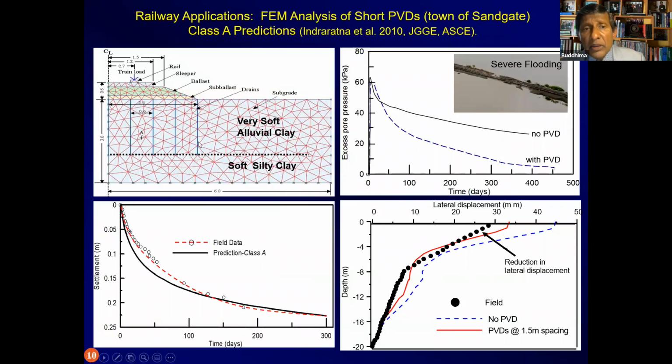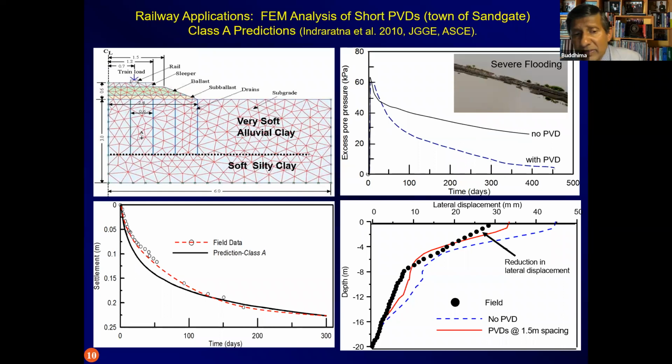This is a picture that is taken from Sandgate, a town north of New South Wales, and you can see severe flooding of railway tracks. Under these circumstances, the water content of the subgrade soil will be very high. And just imagine the railways operating after these flood waters have receded, but the water content of the subgrade soil will be very high and the water table will be high. So vertical drains will need to be installed into this kind of soil to make sure that railways in this particular area can be stabilized with vertical drains.